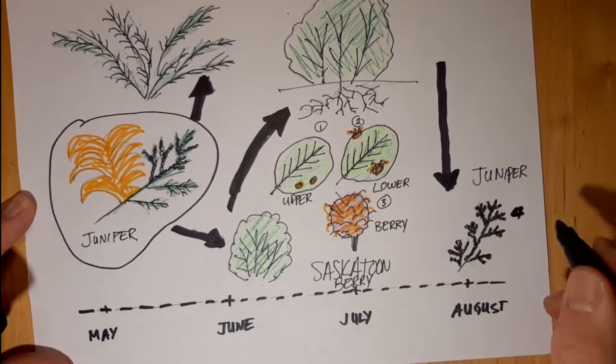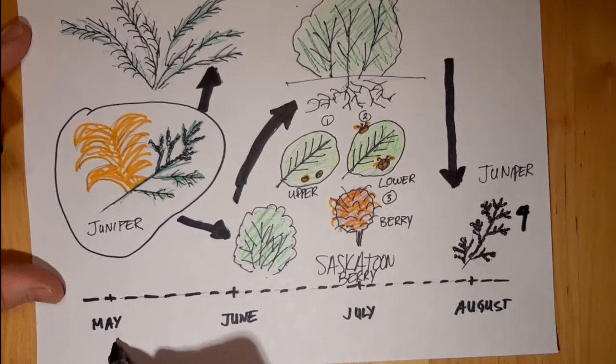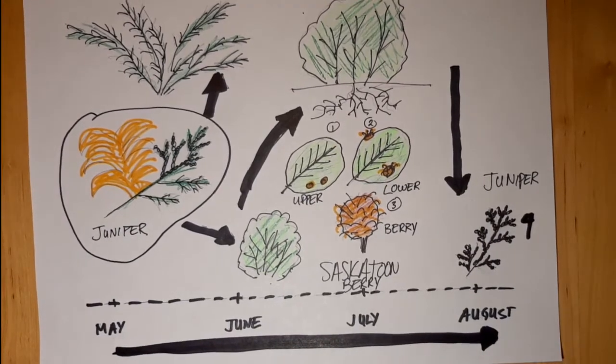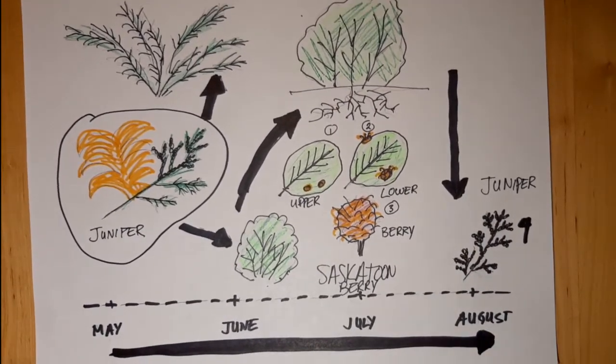Once it's cycled through the Saskatoons in the later part of summer, it'll send the spores back to infect the juniper again. You can get it cycling within the one plant, but generally you're going to see it on just the one. So this is rust.